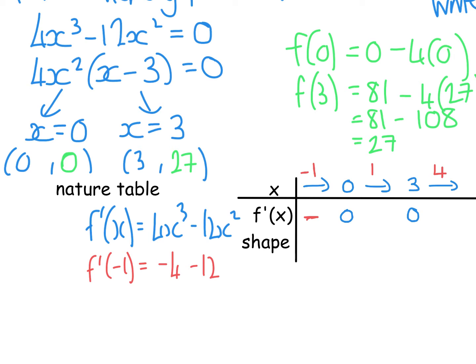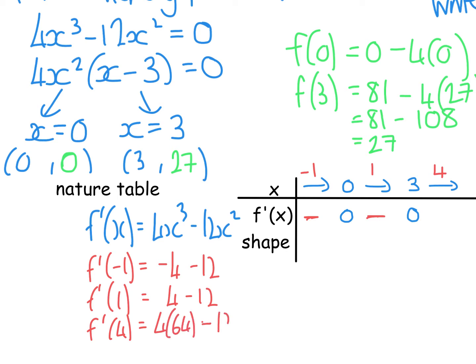Pick the number between 0 and 3, so if I do f dashed of 1, then that just gives me 4 take away 12, which is also negative. And then if I pick a number bigger than 3, so if I plug in the number 4 here, 4 cubed is 64, so I've got 4 times 64, take away 12 times 16. So 4 times 64 is 256. 12 times 16 isn't quite as big as that because I know 12 12s are 144. So 200 and something take away 100 and something, it's positive. So I don't need the exact number. If you have a calculator, feel free to work it out.